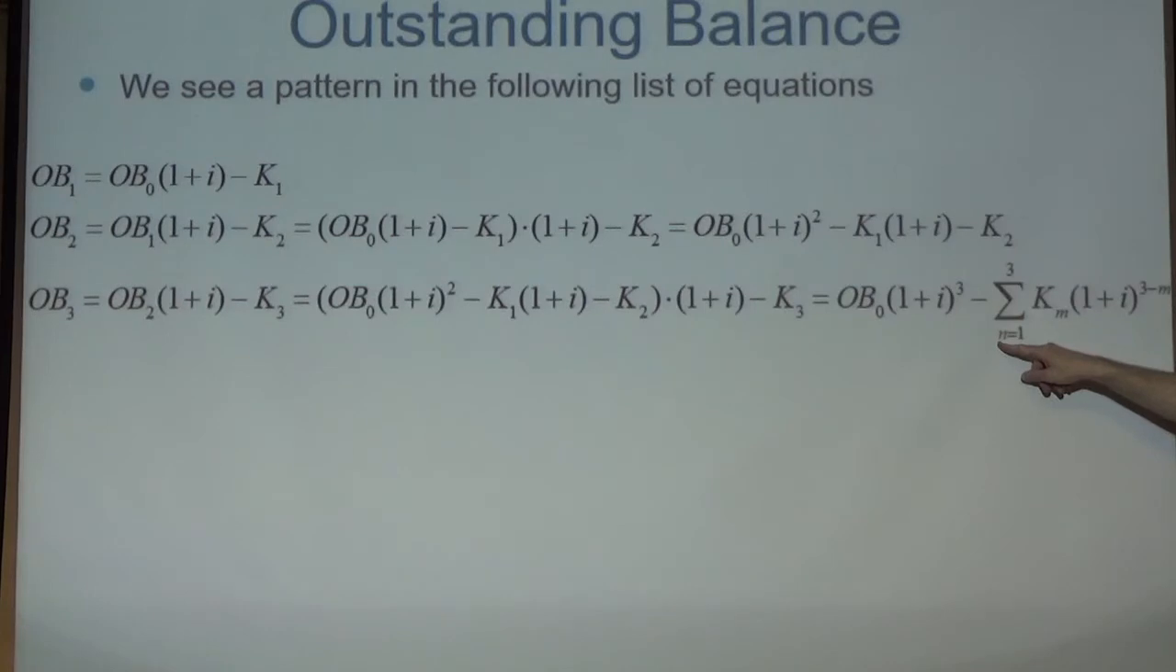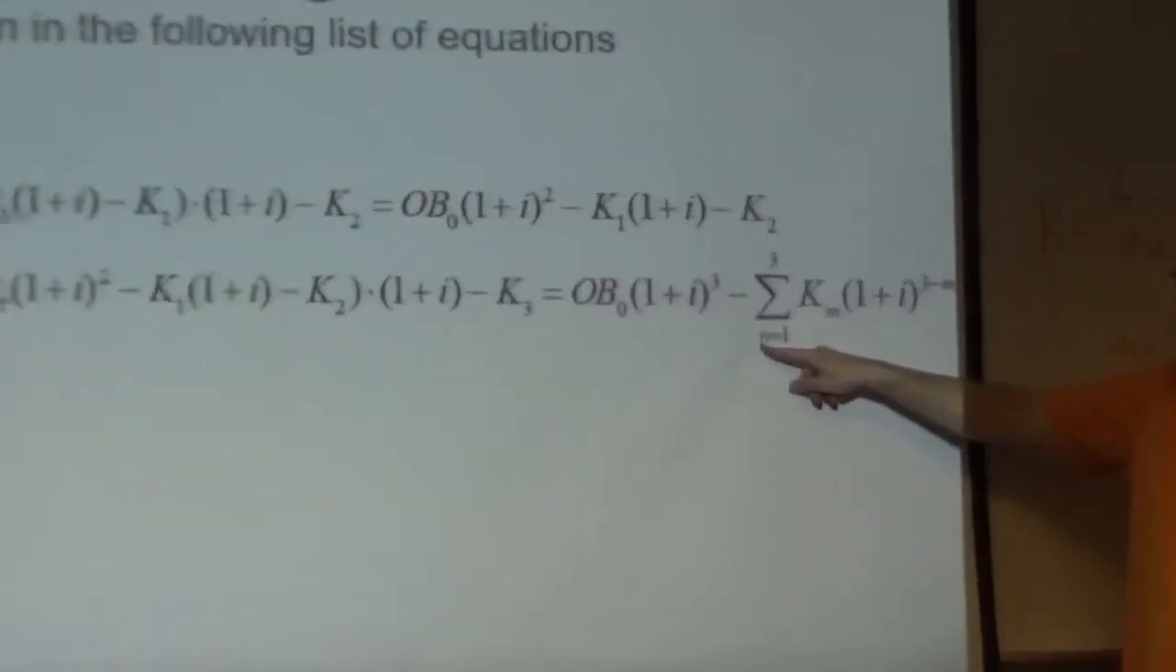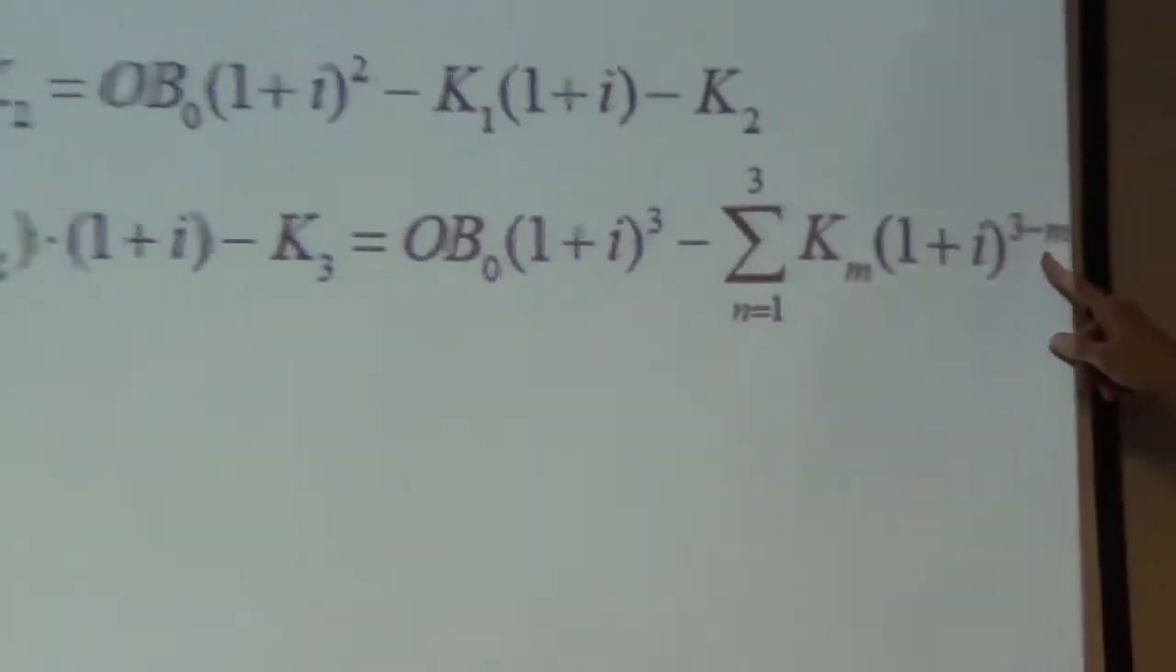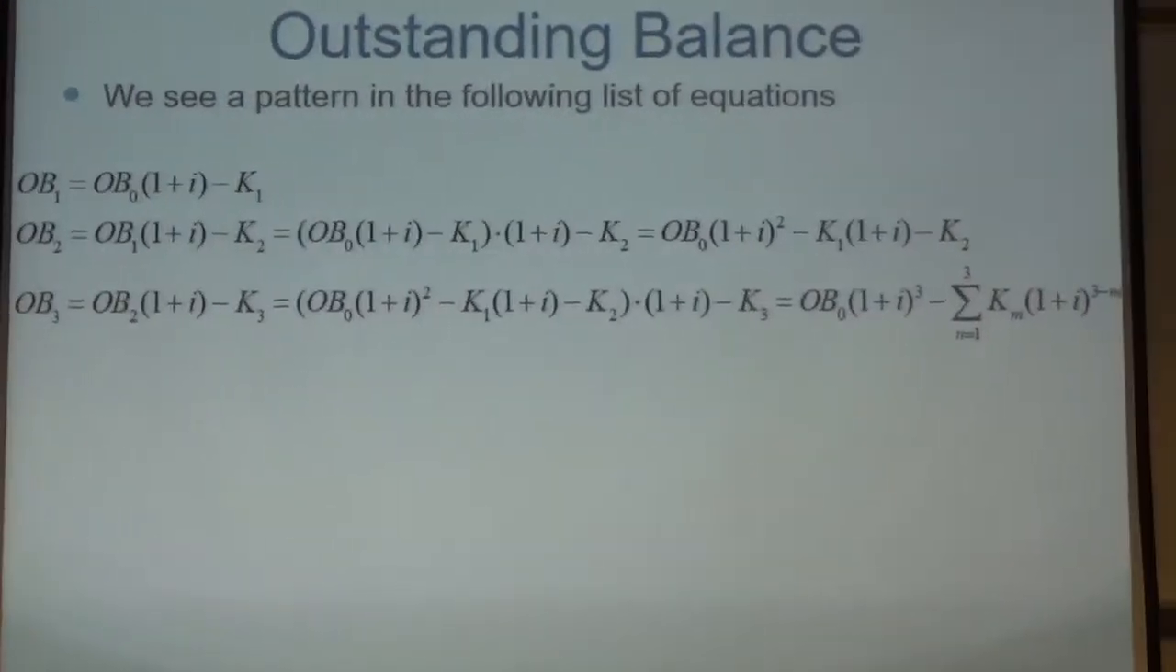You want to zoom in on that? This should be an M, and I didn't want to use an n for the index of summation because n typically stands for the number of periods. So this should be an M right here. These M's are correct. Then you can check that that formula does work.